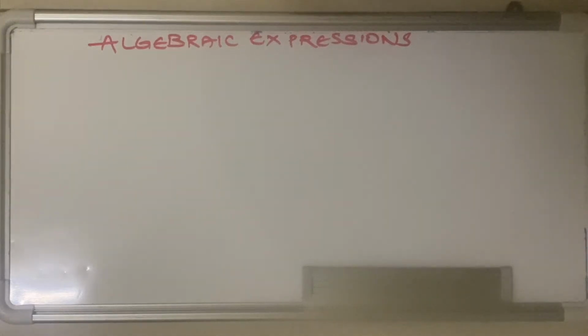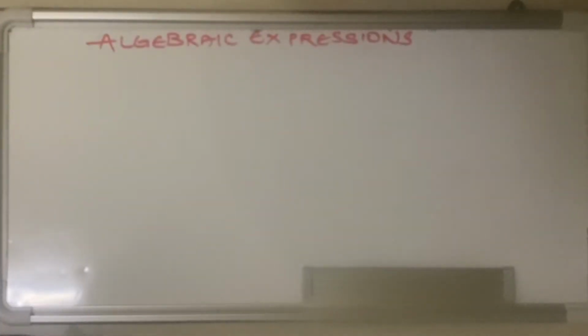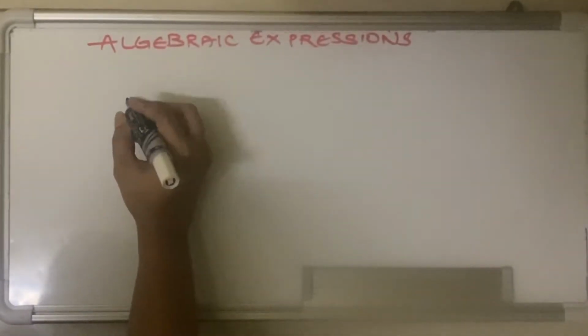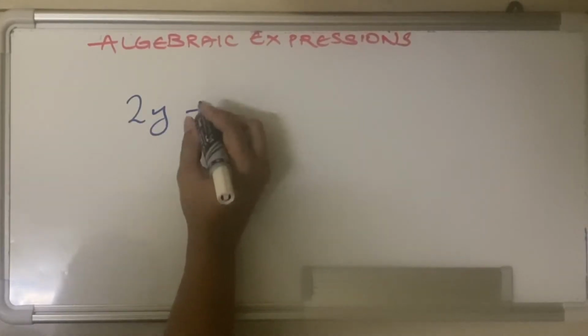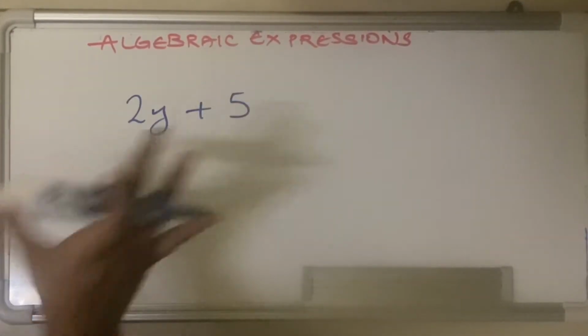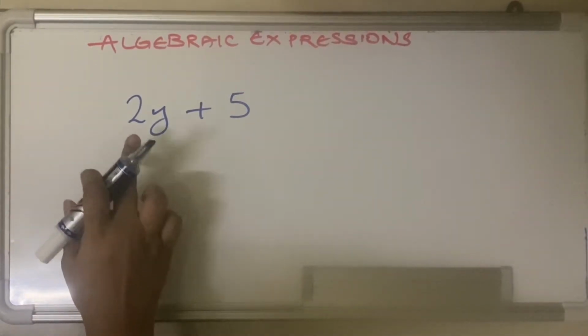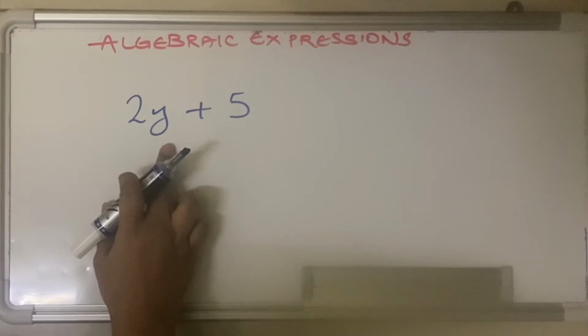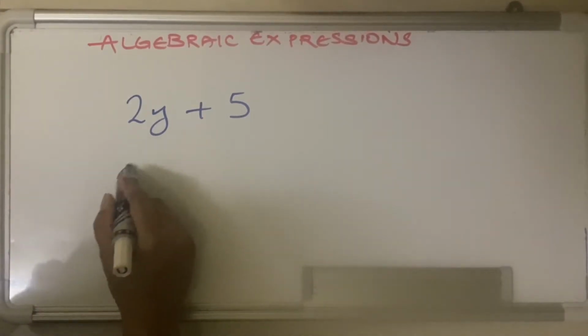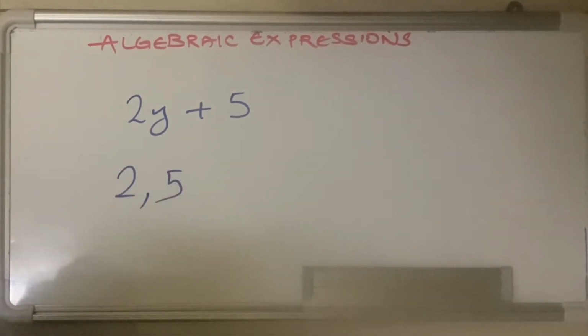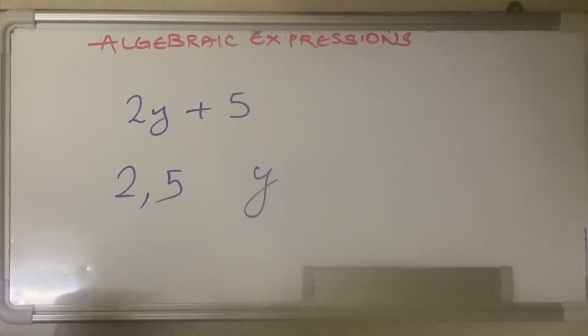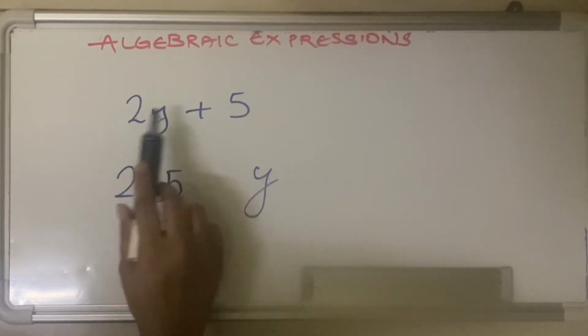Friends, in this video we will be doing a new chapter, which is algebraic expressions. Before beginning, let me give you an example of an expression: 2y plus 5. This is an example of an expression. What you can see is that an expression is formed using constants and variables. In this case, you have constants 2 and 5, whereas y is your variable. So an expression is formed using constants and variables.